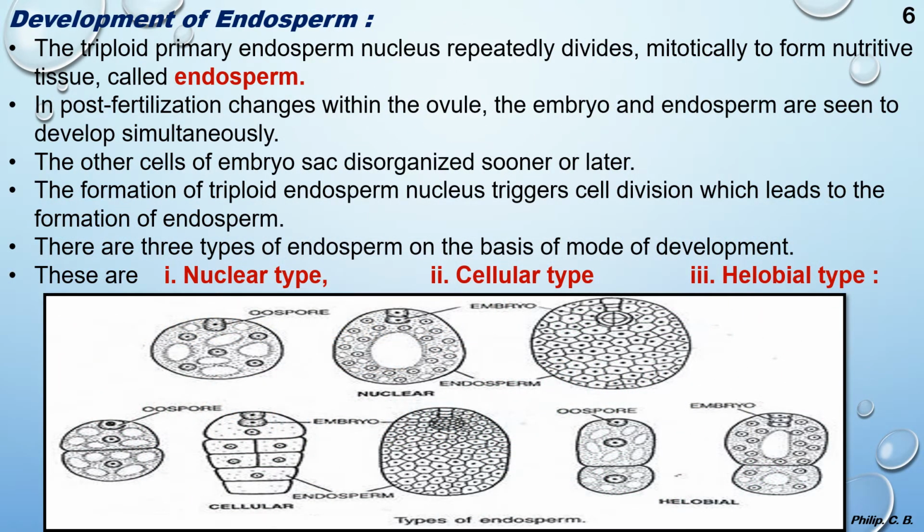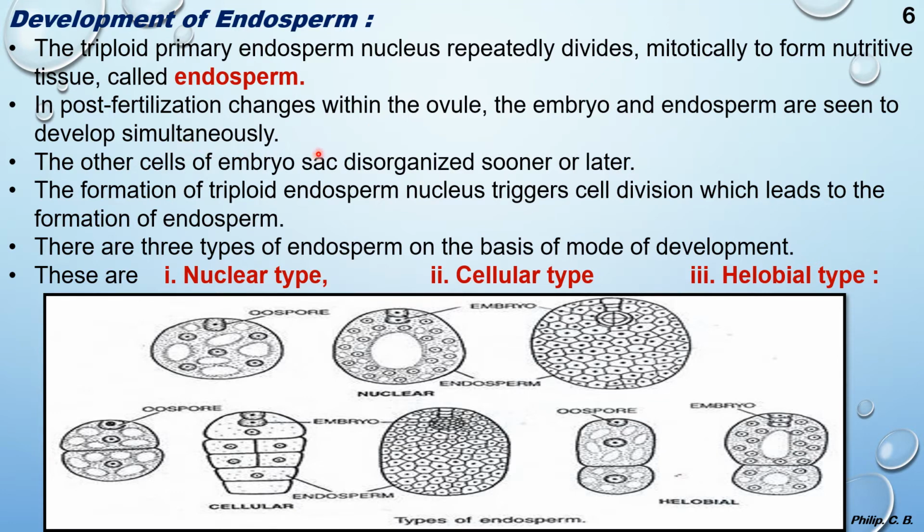Now the further development of endosperm. So you have seen how the process takes place systematically. With the help of the diagram or the figure, it becomes easier to understand. Now how the development of endosperm actually takes place, and there are three types. The triploid primary endosperm nucleus repeatedly divides mitotically to form nutritive tissue called endosperm, the one which provides the nourishment. In post-fertilization changes within the ovule, the embryo and the endosperm are seen to develop simultaneously. So both embryo and endosperm grow hand in hand.